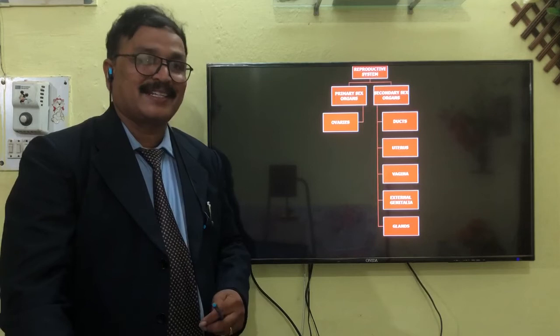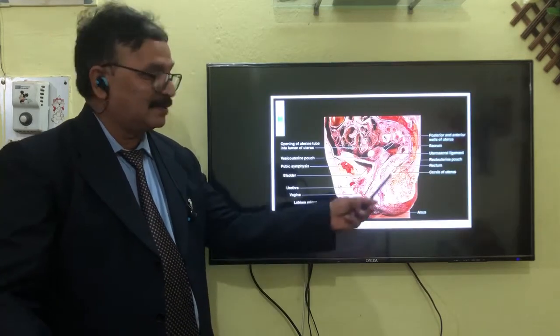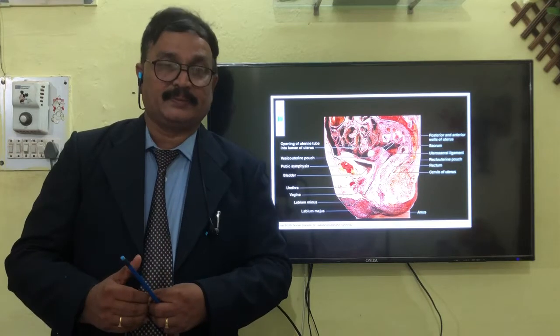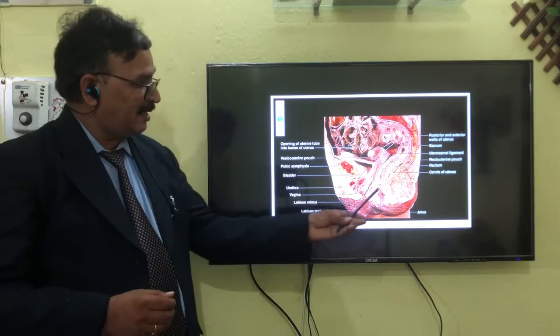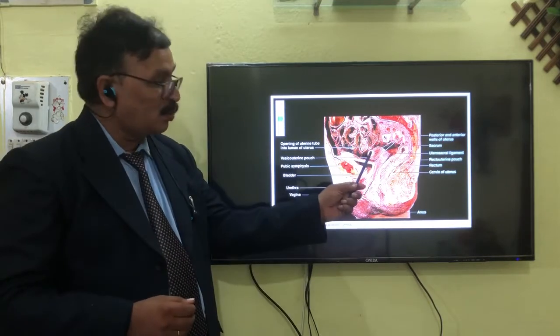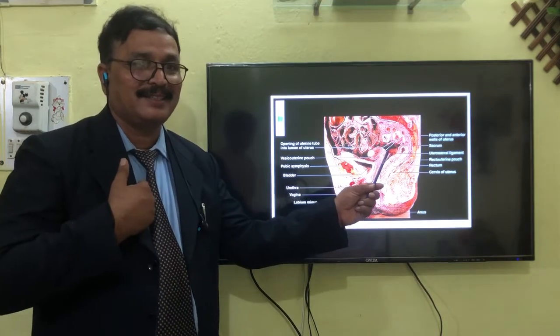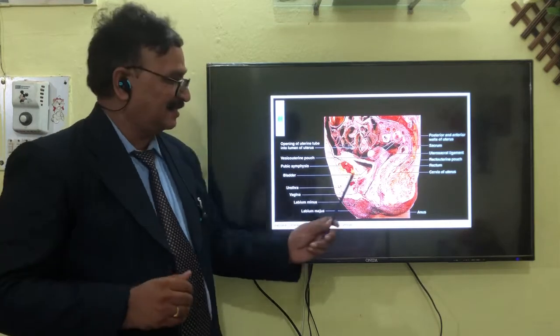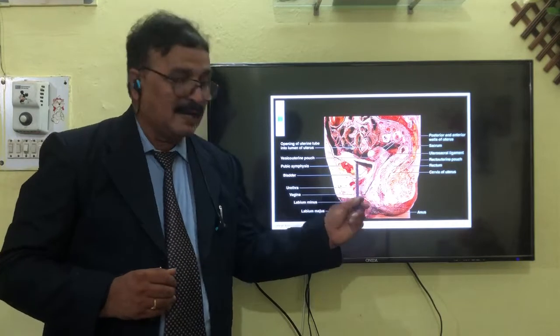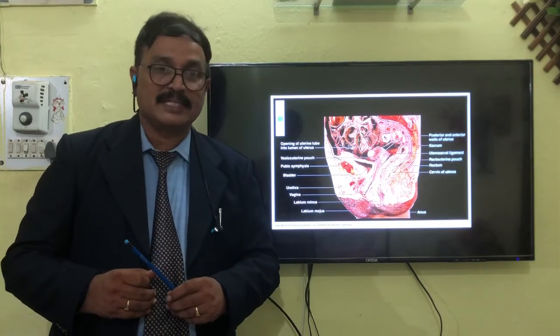I will show you an interesting picture. This is a photograph of a sagittal section of a human female body after death. See, this is the region where you can see all the organs. This is the uterus, our first shelter, and this is the vagina and different body parts associated with the female reproductive system.